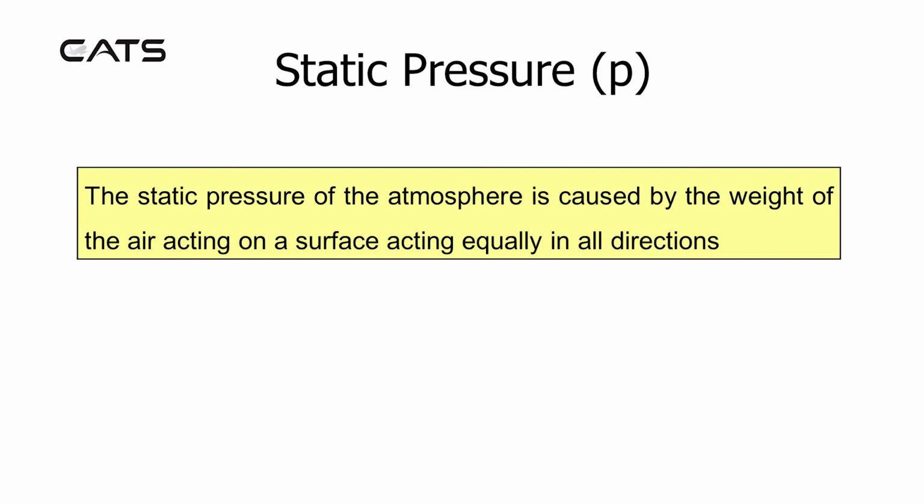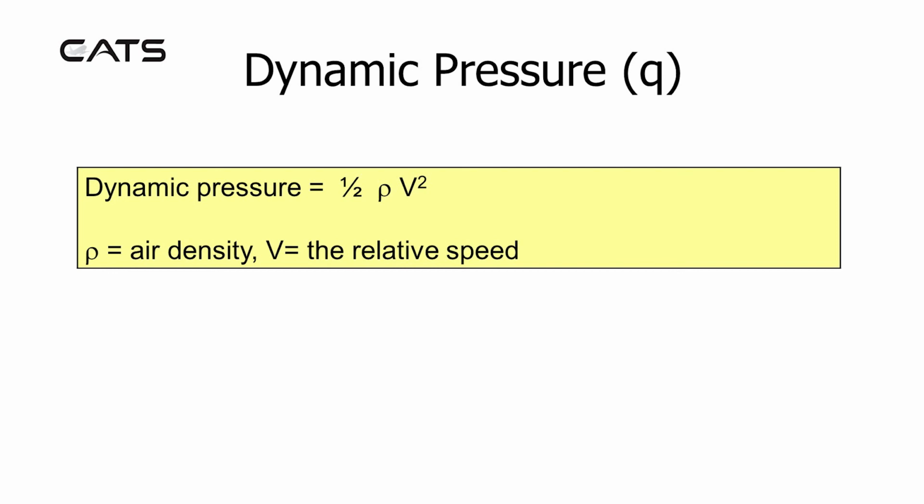Static pressure, P. The static pressure of the atmosphere is caused by the weight of the air acting on a surface, acting equally in all directions. Dynamic pressure, Q. Dynamic pressure equals half rho v squared, where rho is air density and v is the relative speed.